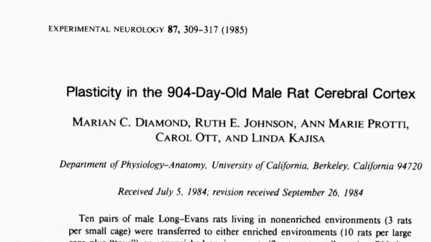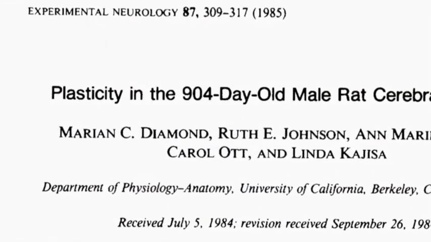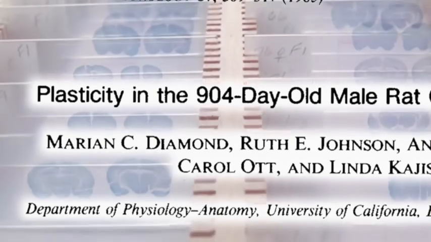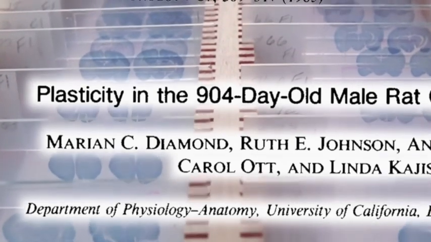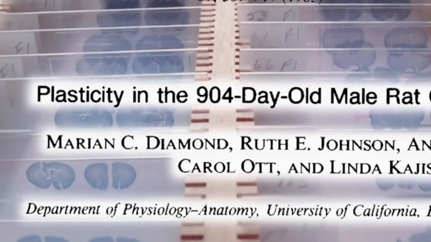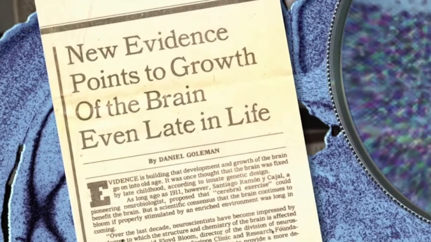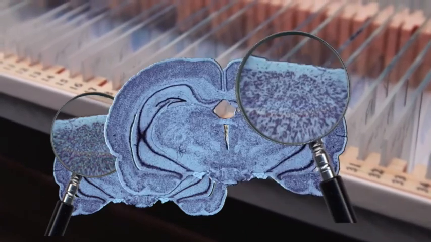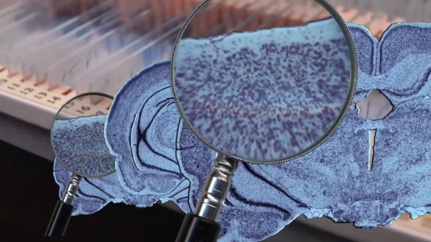We got them up to 900 days. But the point is, we could still show changes in the brain in rats that were equivalent to 90-year-old people. At 900 days of age, we found distinct, significant differences between the enriched and the non-enriched. The plasticity of the brain was there, we found, actually at any age. Young, middle age, and extremely old age.